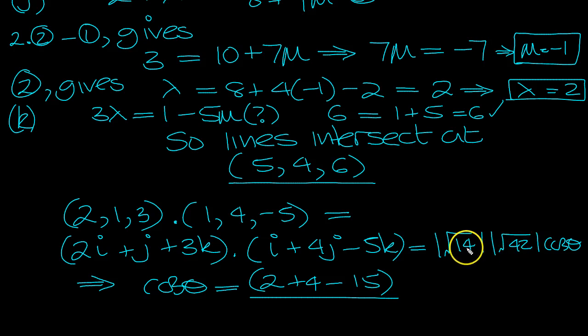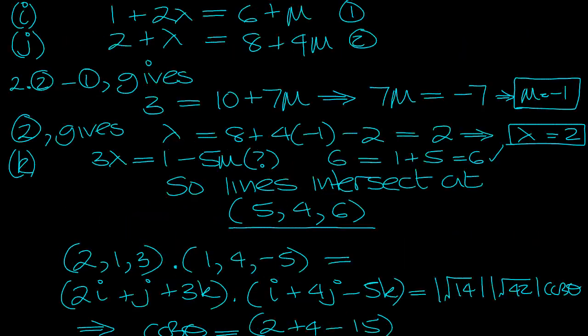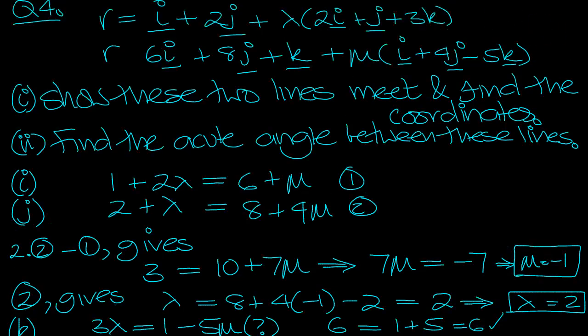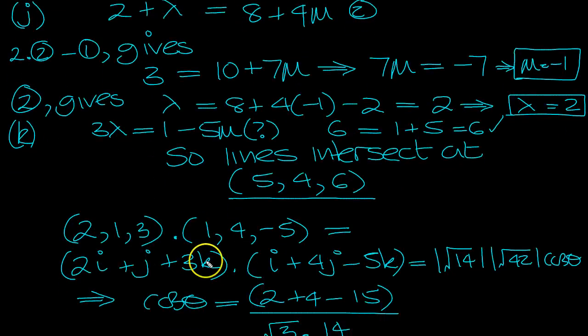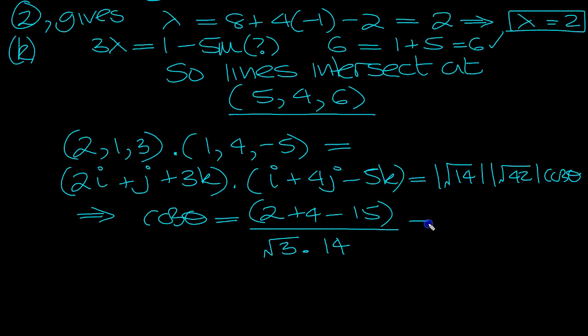Root 3 times root 14, and there's another root 14 here. So it's root 3 times 14. Now I'm just going to check this again, the directional vectors. 2, 1, 3 and 1, 4, minus 5 is fine. And I'm going to check the dot product here. 2 plus 4 is 6, and then minus 15. 6 minus 15 is minus 9. So it's equal to minus 9 over 14 root 3.